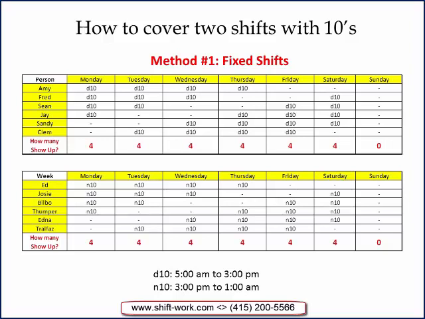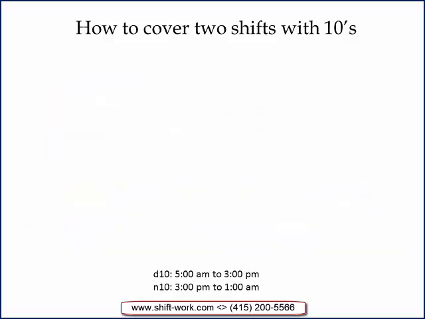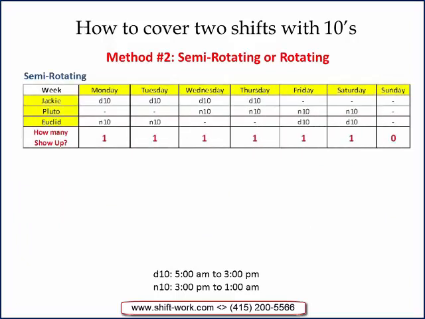You'll see all we did is duplicate what we did on the top for the day shift. We duplicated that schedule on the bottom. That gives us, instead of 10 hours of coverage for 6 days, 20 hours of coverage for 6 days. Now let's look at method number 2. Method number 2 is a semi-rotating or a rotating. So let's take a look at the semi-rotating.